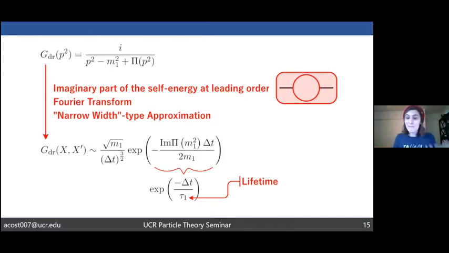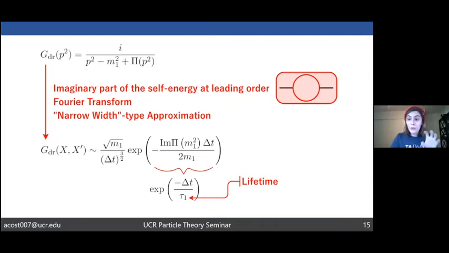The fact that this position space propagator is suppressed is just equivalent to the statement that unstable particles will decay through time. You can't have an unstable particle and have it just propagate infinitely forward in time if it can decay. And so this essentially is consistent with that view.